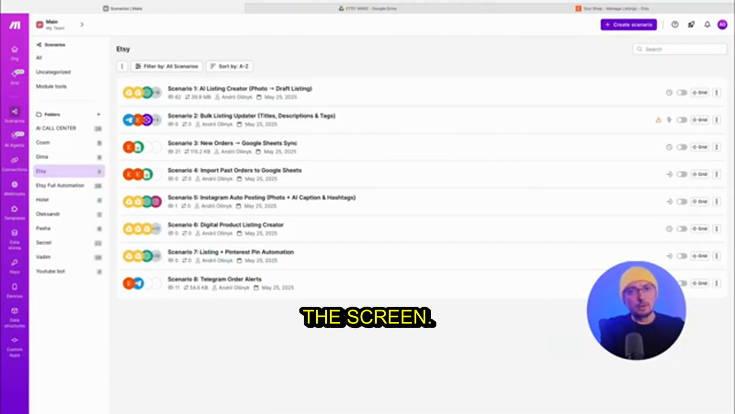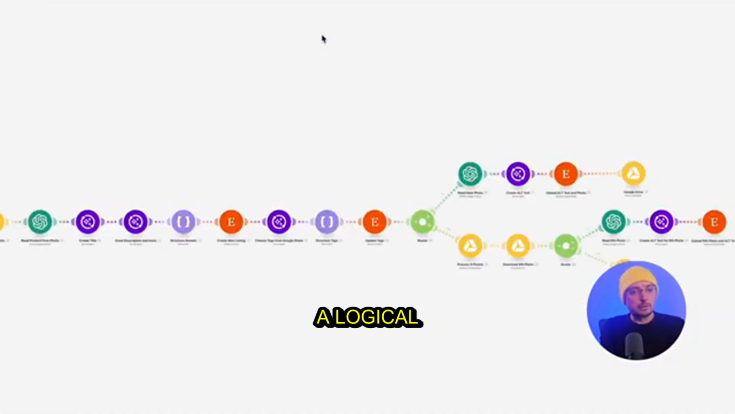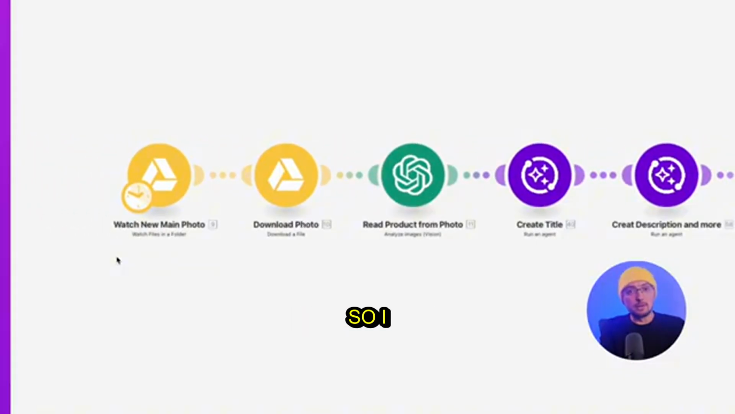Okay, moving on to the screen. Now you see all 8 scenarios on the screen. I will go over the most important scenario in more detail. It's creating listings. All the modules are structured in a logical sequence and have been tested on many clients. So I can confidently say that they work for various niches, whether physical goods or digital products.